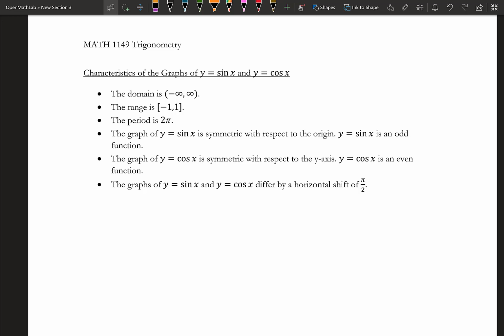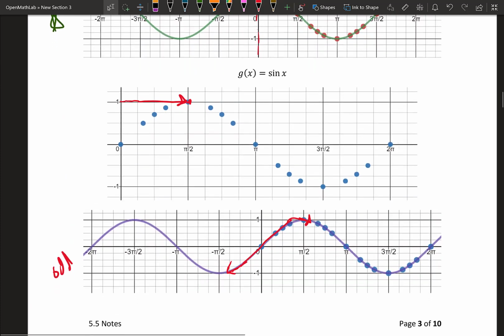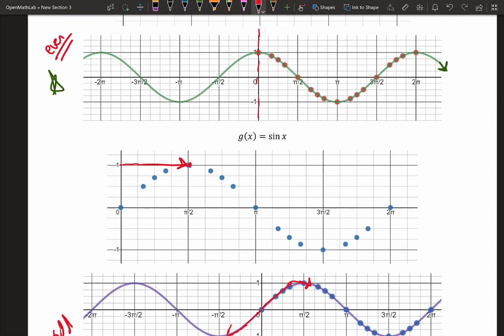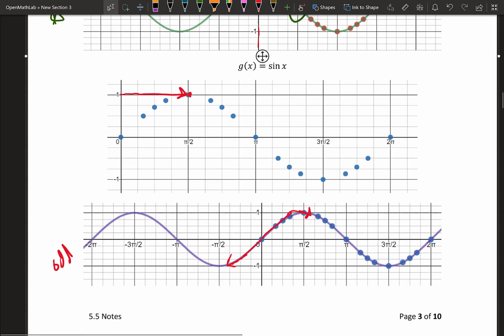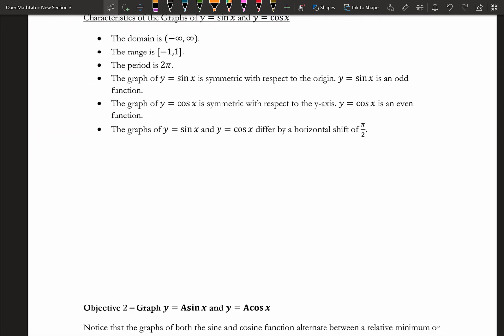And then lastly, what I was trying to point out is that the graphs of y equals sine of x and y equals cosine of x differ by a horizontal shift of pi over 2. So you can see how the points are just shifted over pi over 2 units. Just another quick example is this point here, pi over 2. Notice, on sine it's at pi, because this point shifted over pi over 2 units. So everything just got shifted over.